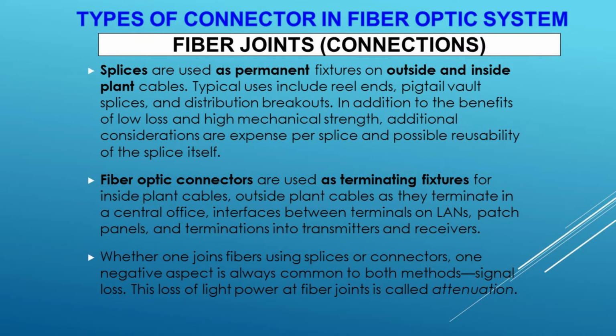In addition to the benefits of low loss and high mechanical strength, additional considerations are expense per splice and possible reusability of the splice itself. Fiber optic connectors are used as terminating fixtures for inside plant cables, outside plant cables as they terminate in a central office, interfaces between terminals on LANs, patch panels, and terminations into transmitters and receivers. Whether one joins fibers using splices or connectors, one negative aspect is always common to both methods: signal loss. This loss of light power at fiber joints is called attenuation.